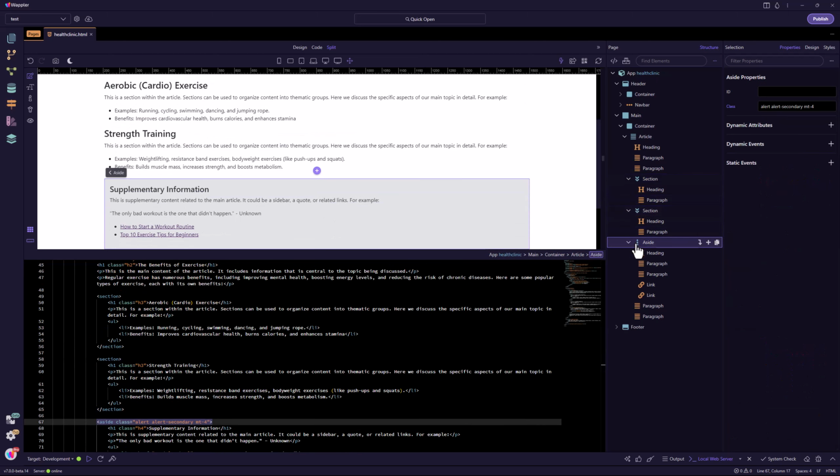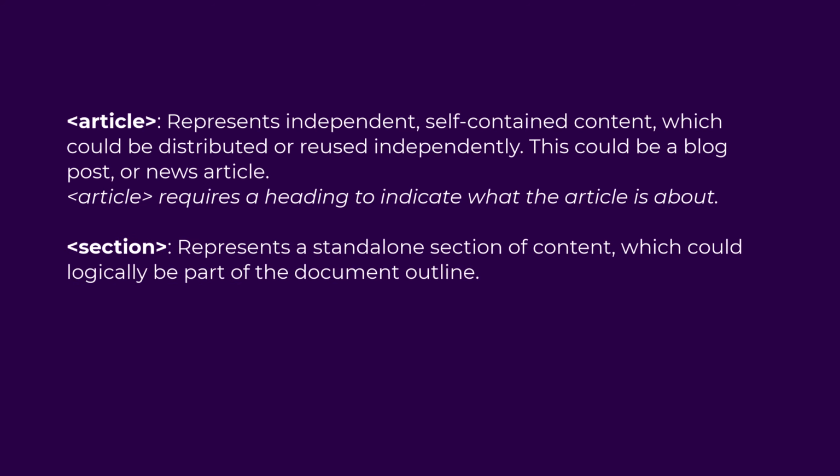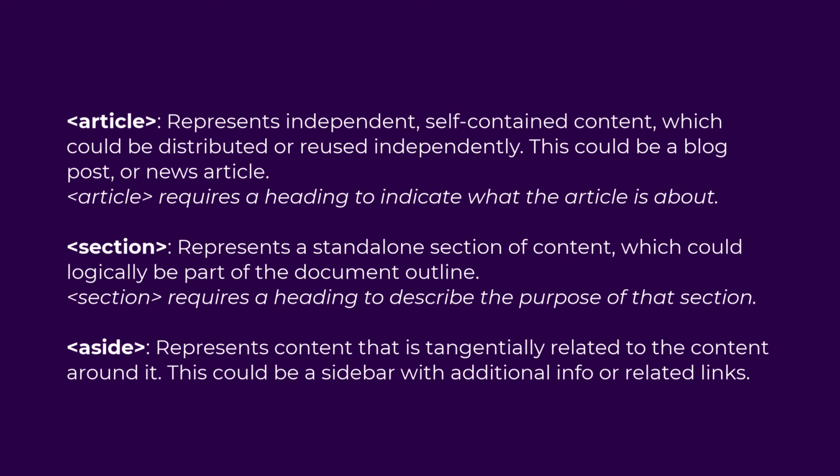and aside. According to the World Wide Web Consortium, an article represents independent, self-contained content, which could be distributed or reused independently. This could be a blog post or news article. Article requires a heading to indicate what the article is about. The section represents a standalone section of content, which could logically be part of the document outline. Section requires a heading to describe the purpose of that section. An aside represents content that is tangentially related to the content around it. This could be a sidebar with additional info or related links.